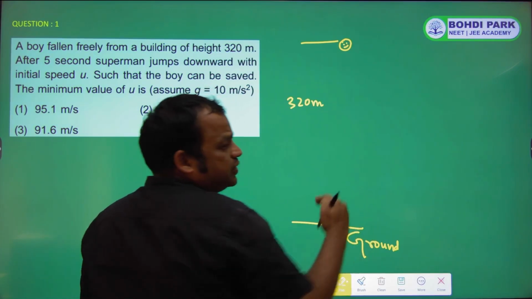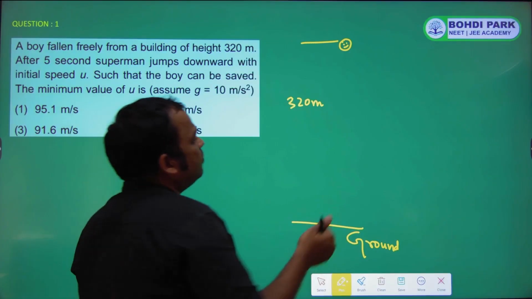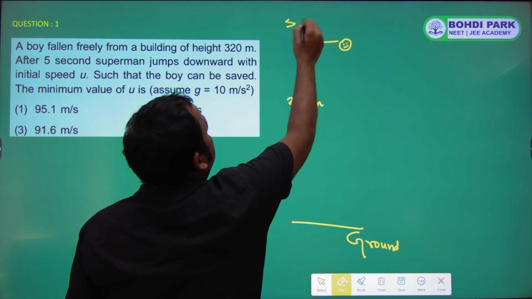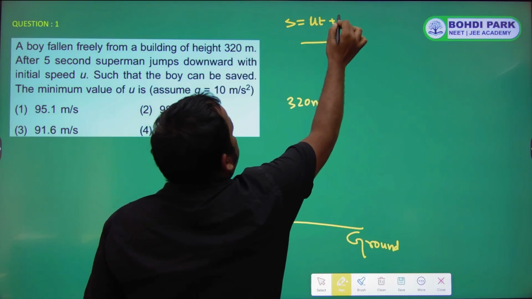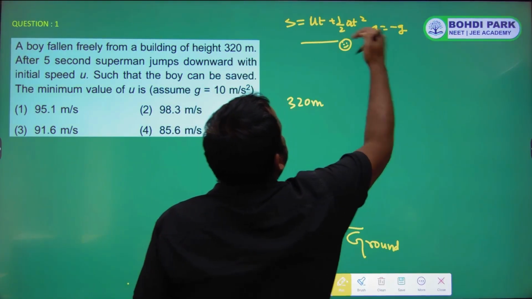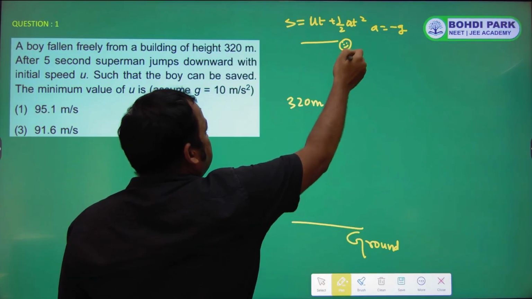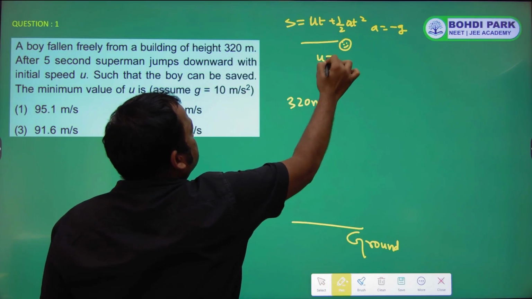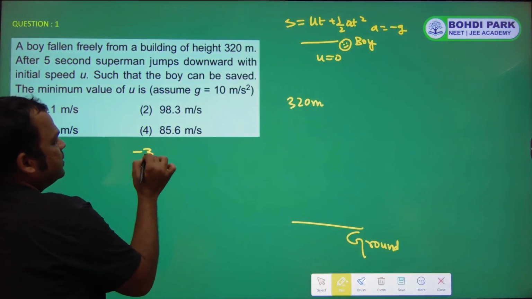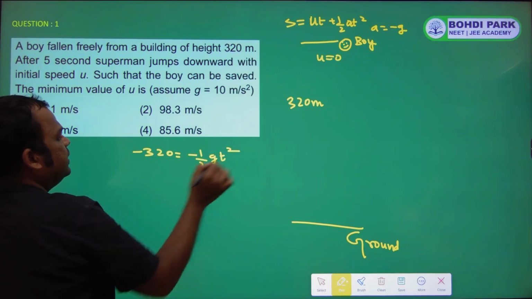320 meter. So the moment it will just about to touch the ground, how much time it will take? So we can use S is equal to ut plus half at square. a will be minus g. So displacement is negative, minus 320. So we can find the time taken. u is 0 for the boy. So we have minus 320 is equal to u is 0 minus half g t square.